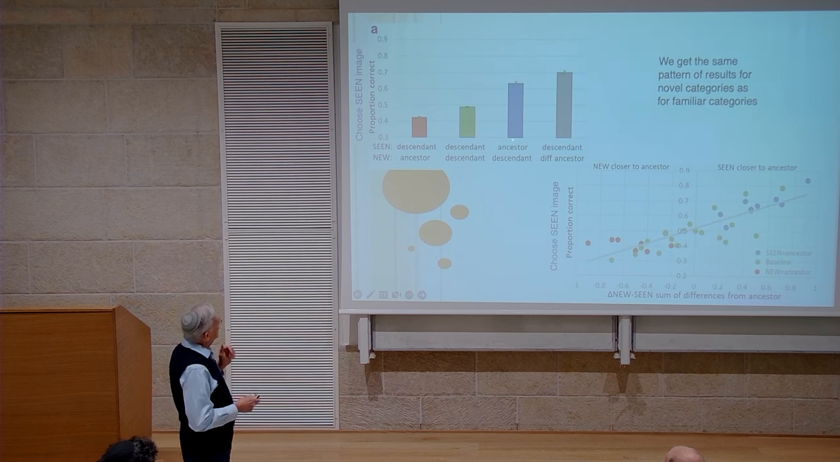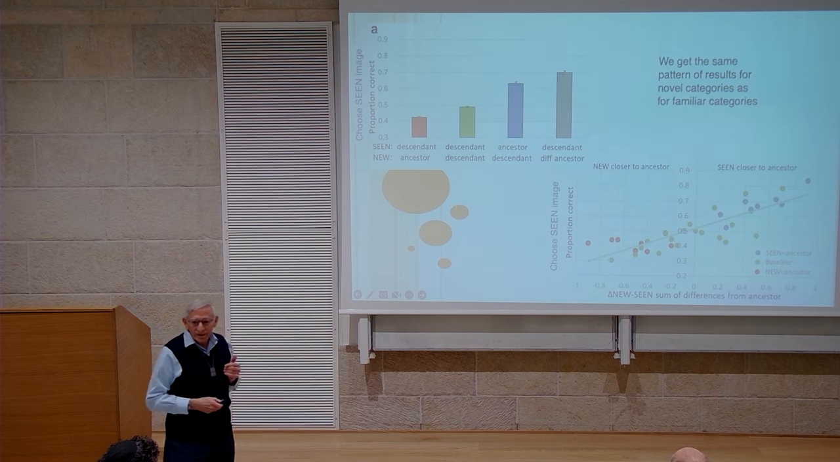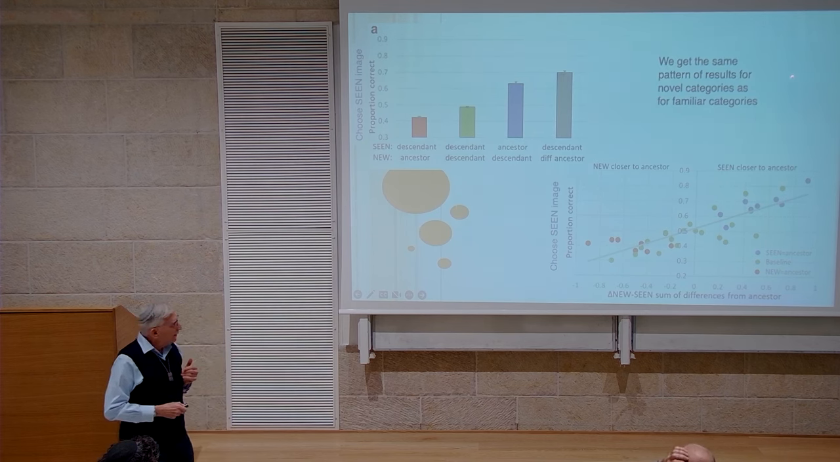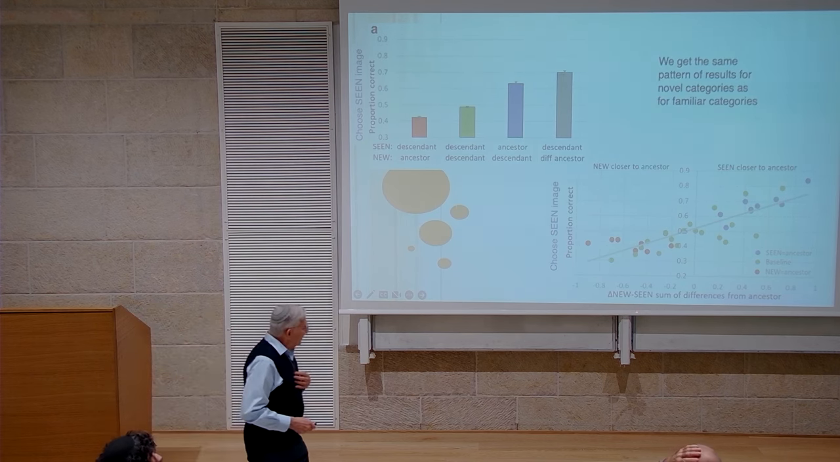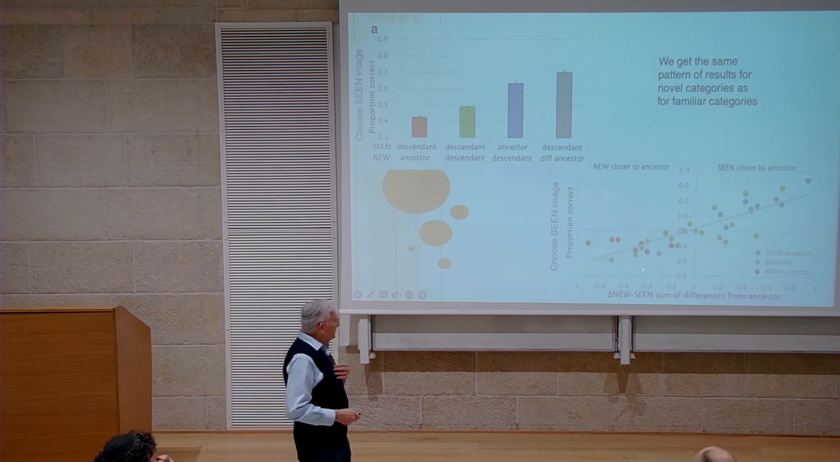When the seen one is the ancestor, they do better. And when the new one is the ancestor, they do worse. In other words, they choose the new one instead of the seen one. And when the descendant comes from a different ancestor, then they can reject that one and they do best. Okay? And differences from the ancestor.